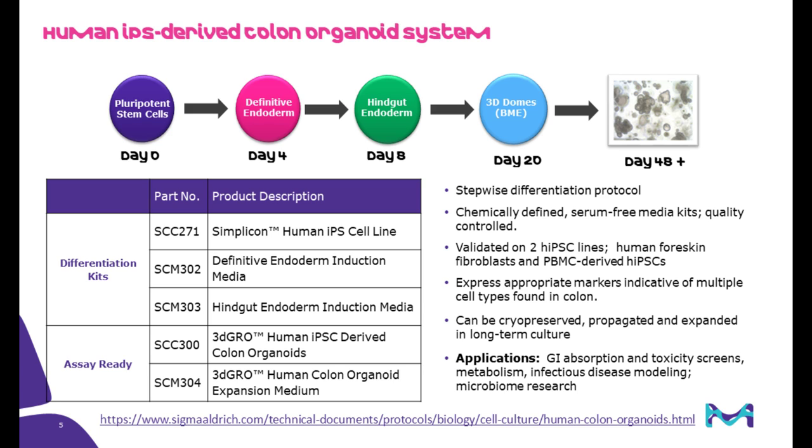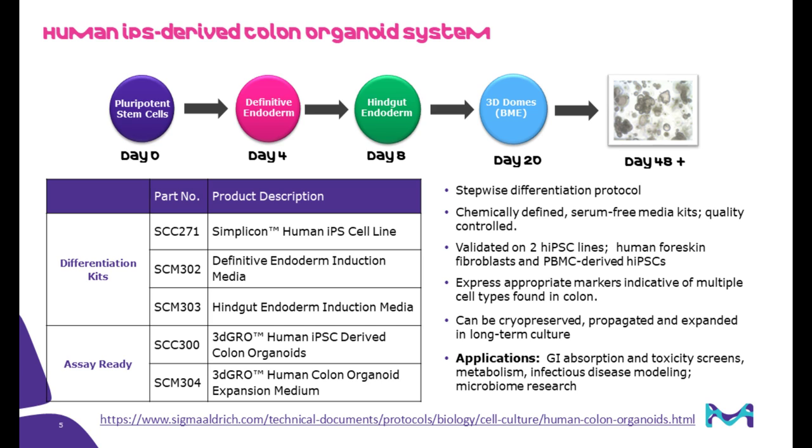To circumvent some of the limitations mentioned earlier, Sigma has developed our human colon organoid system. The system includes kits to allow researchers to take the human iPS cells and through a stepwise process differentiate pluripotent stem cells to definitive endoderm, and then to hindgut endoderm, and eventually into colon organoids. The entire process takes around 48 days. The media kits are chemically defined. They do not contain serum and are subject to stringent quality control.